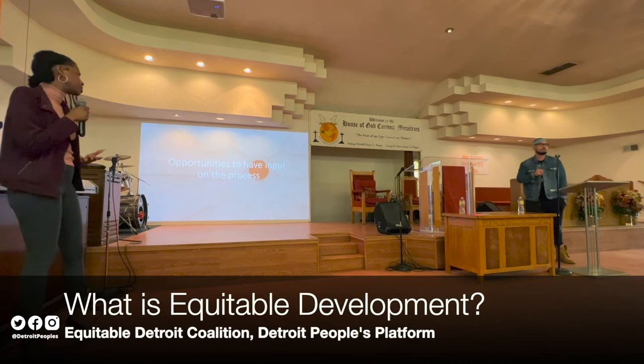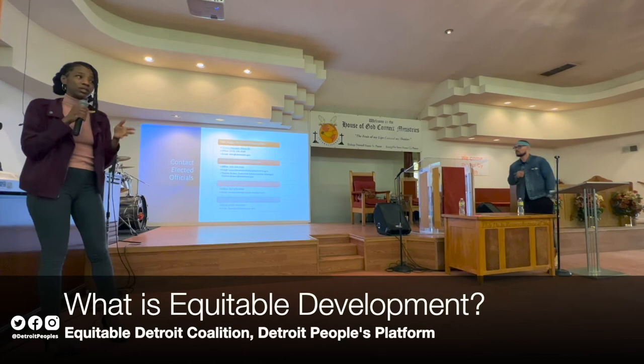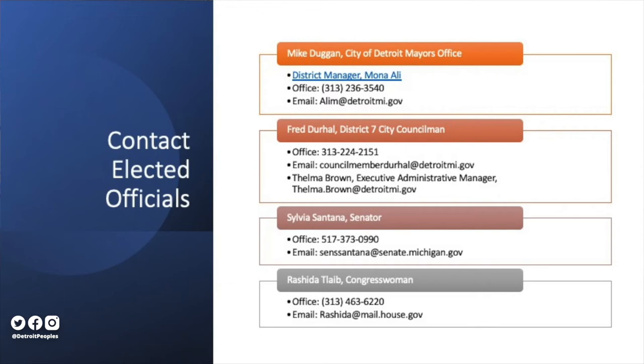Next slide. First things first, contact your elected officials. We have two wonderful elected officials that put this meeting on tonight, Sylvia Santana and Rashida Tlaib's office. I see Larissa here. Larissa, if you want to stand up and let folks know you're here representing the Congresswoman. Definitely contact your elected officials and talk to them about these projects. We saw from the mayor's office, Mona Ali was here tonight. Call her, email her about your feedback.